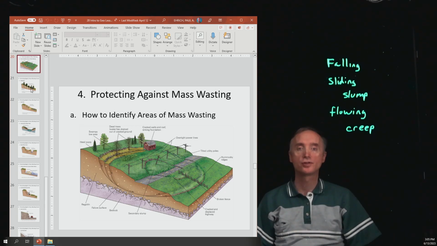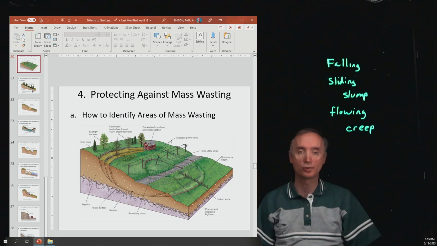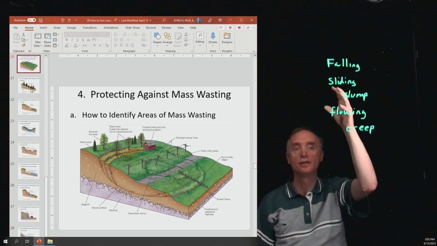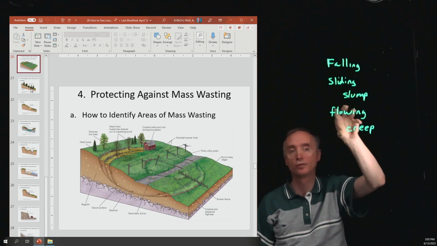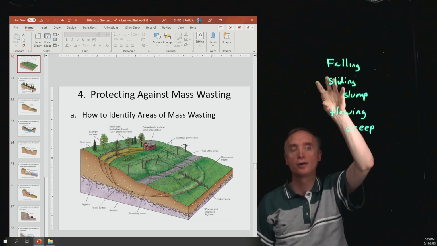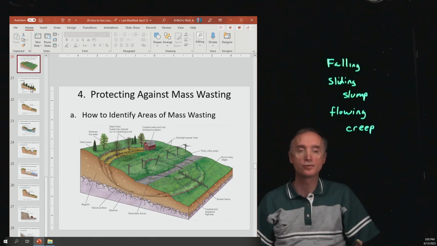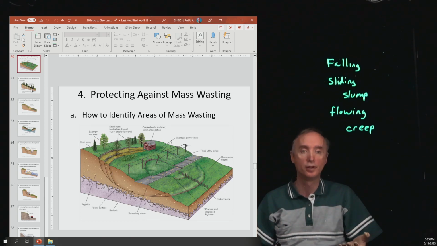Okay, now we want to talk about the damage that different kinds of mass wasting can produce, and then what can we do about it. So we said that there were three main categories of mass wasting: things that were falling, things that were sliding, things that were flowing. We mentioned that rock falls can be very dangerous because they can cover up roads. They could fall on you.